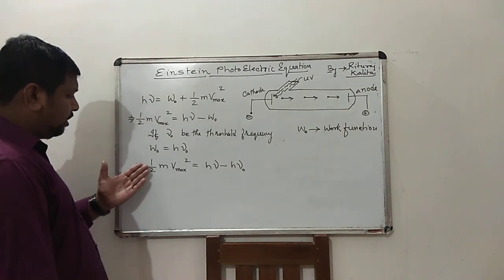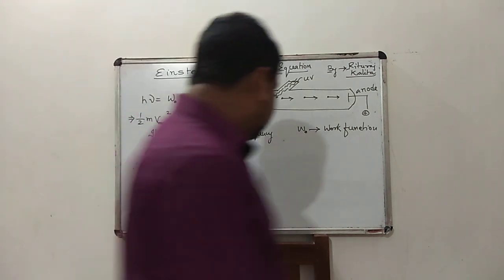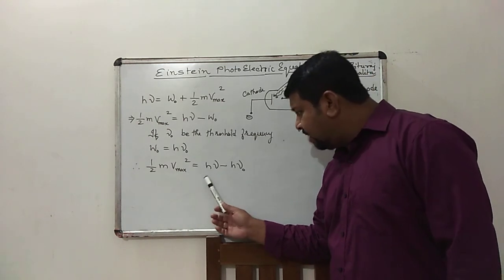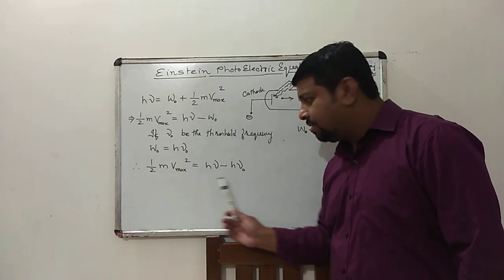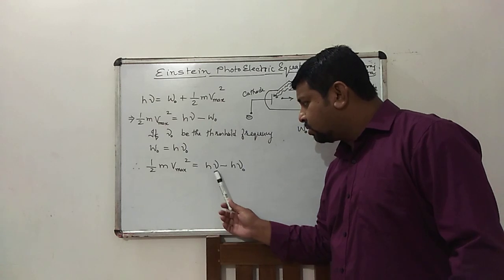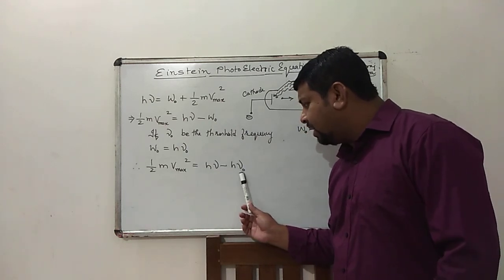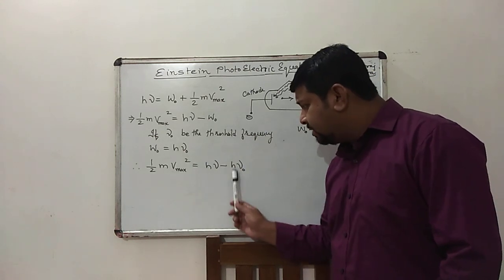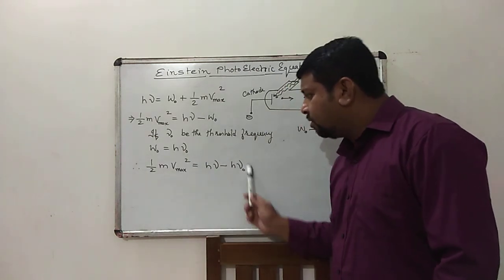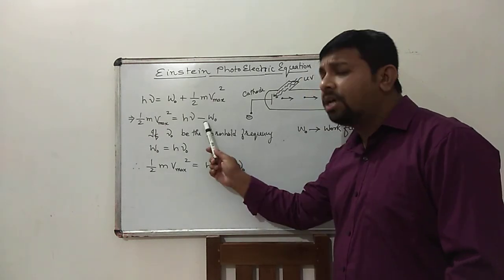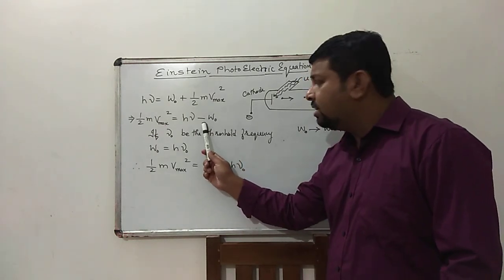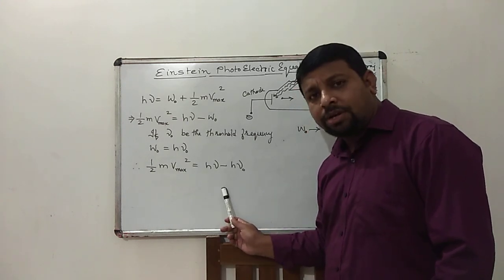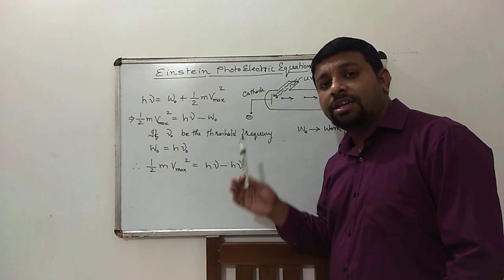So W naught equals h nu naught, and then half m v max square equals h nu minus h nu naught. This is known as the Einstein photoelectric equation. One form is in terms of work function, and this one is in terms of threshold frequency. This is the Einstein photoelectric equation.